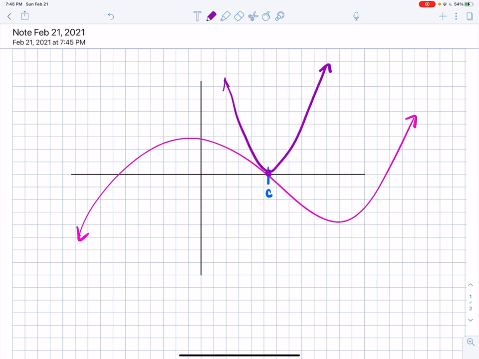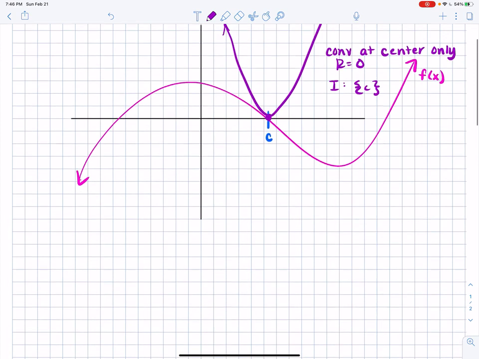Now, this would be the case where it converges at the center only, meaning it's only a good approximation for my function f of x only at the center. If it converges at the center only, that means my radius is 0, and my interval of convergence is only at the center, c.